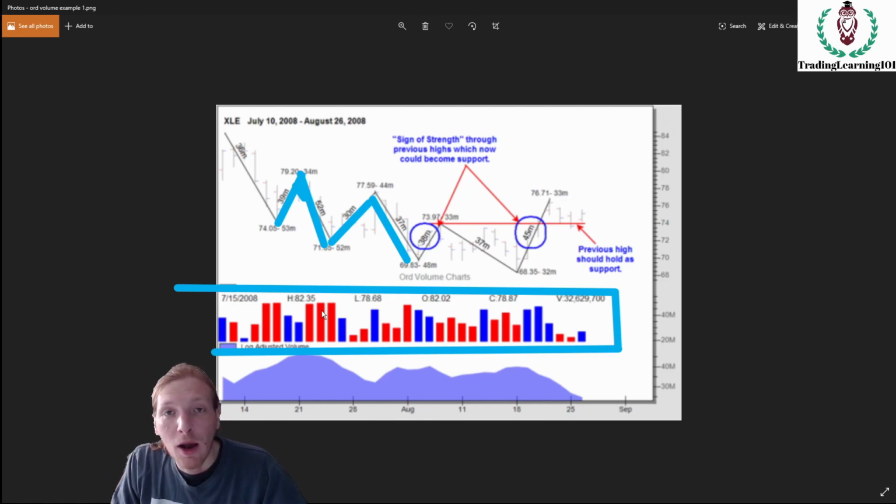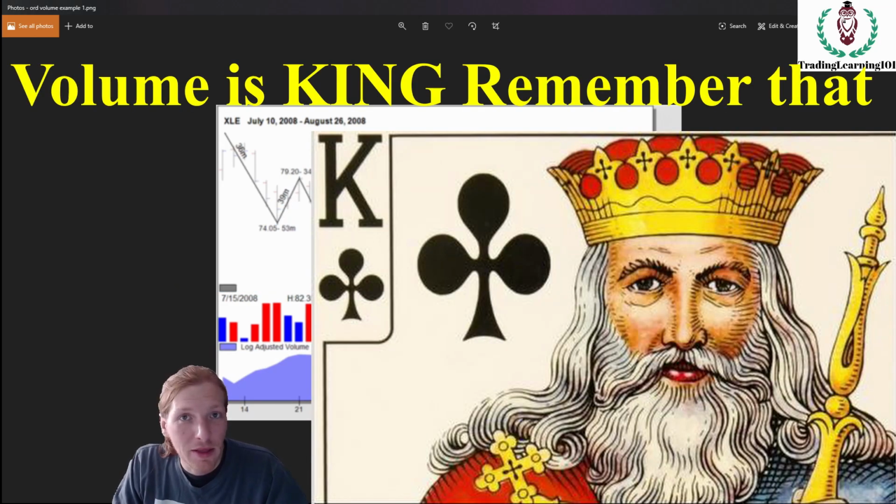Is it breaking out on higher volume than the previous breakout? If not, then it could be a false breakout. I hope I was able to explain that well enough for you all to understand what it is.